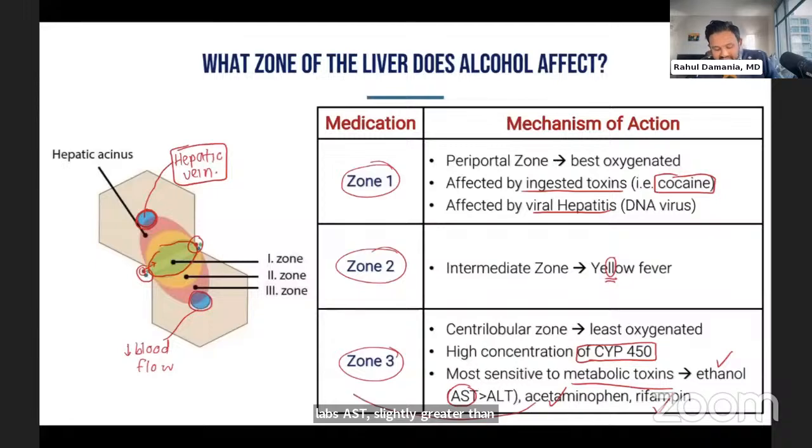Acetaminophen, remember, is going to increase the amount of NAPQI, which is going to be a free radical intermediate. Remember, the pharm tie-in is N-acetylcysteine, which is going to make your NAPQI more excretable. And then rifampin, which is going to be part of tuberculosis therapy.